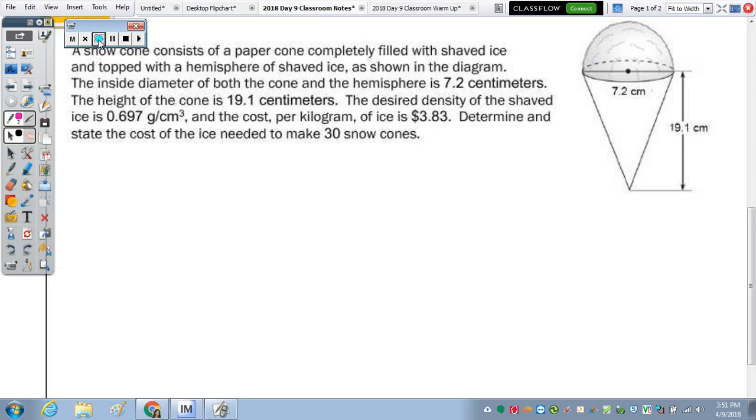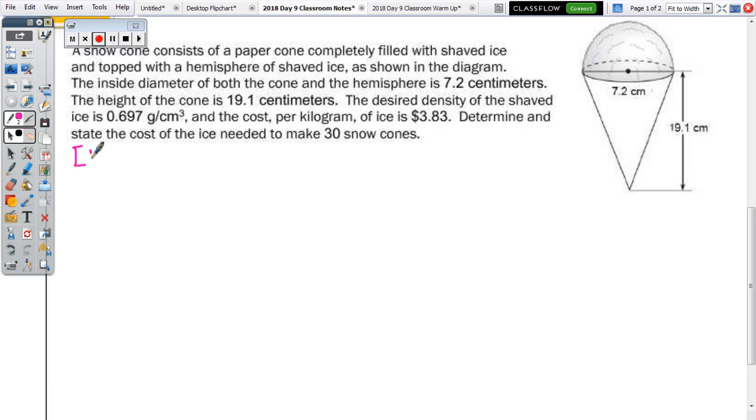So let's note a couple of things. To find the total cost, because the cost is per kilogram, we're going to need to know the number of kilograms, then times the 3.83. We can also note, to find the number of kilograms, that's mass. Density is the ratio of mass to volume, but mass is equal to density times volume.